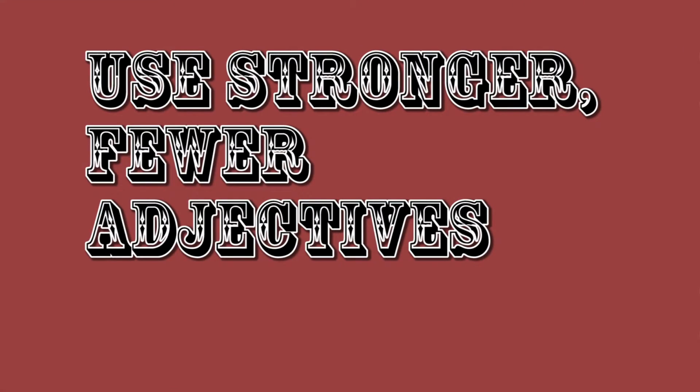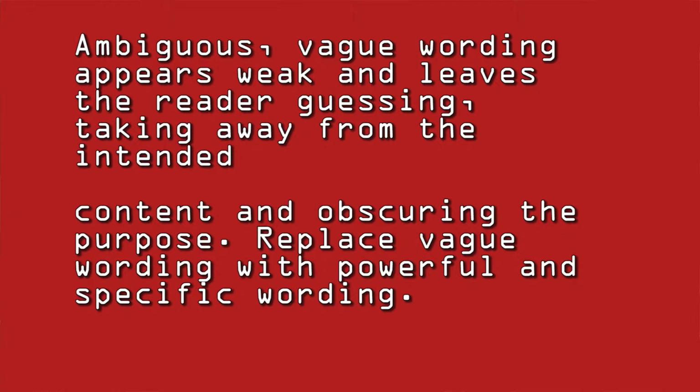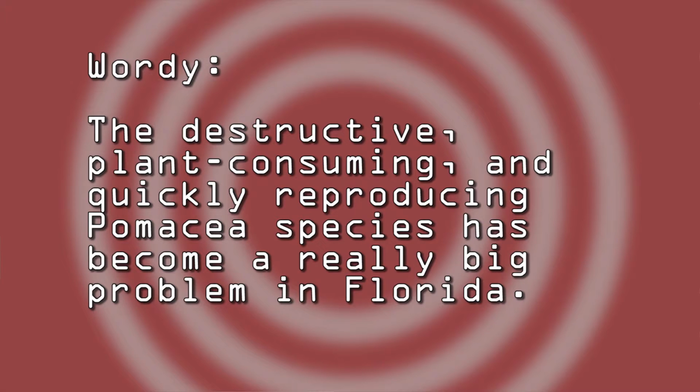Getting rid of wordiness. Many ways exist to construct a more concise paper, but start with exercising certain words. Remove redundant words, phrases, and sentences. Avoid repetition that will bore the reader. Use stronger, fewer adjectives. Ambiguous, vague wording appears weak and leaves the reader guessing, taking away from the intended content and obscuring the purpose. Replace vague wording with powerful and specific wording. Check out the example on the next screen.